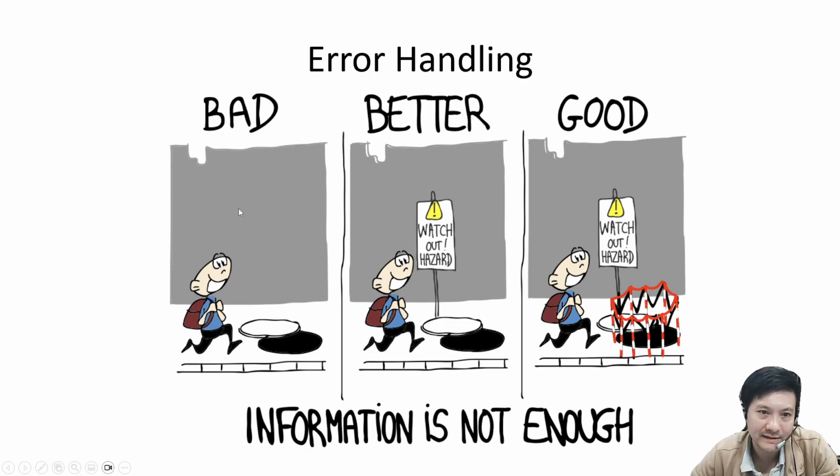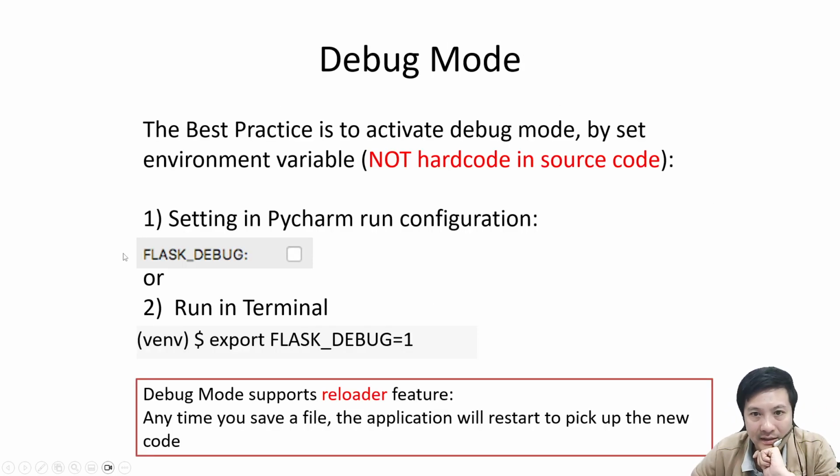Error handling: if you don't do anything, that is bad. If you have a warning, it's still better, but not a solution. If there's a real error, you should protect the user from the problem. This is the programmer's, the developer's responsibility. We need to think about how to handle the error.